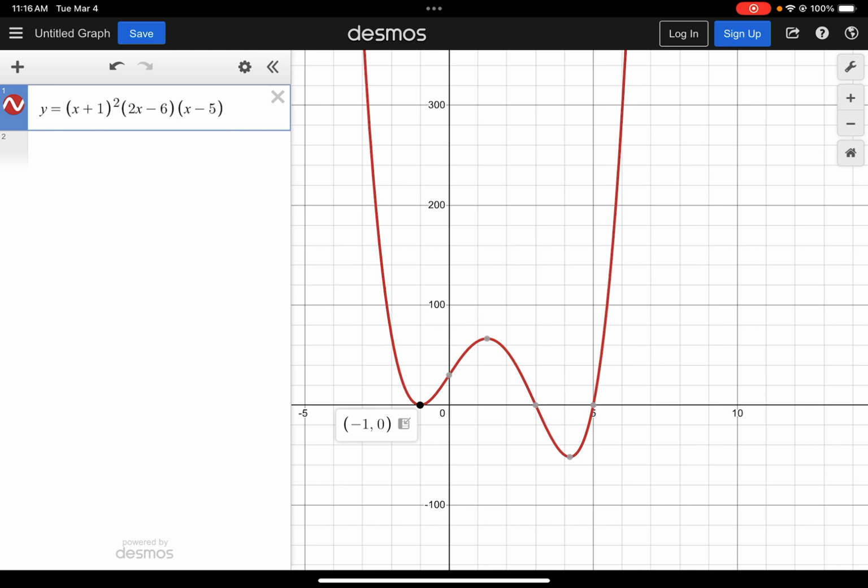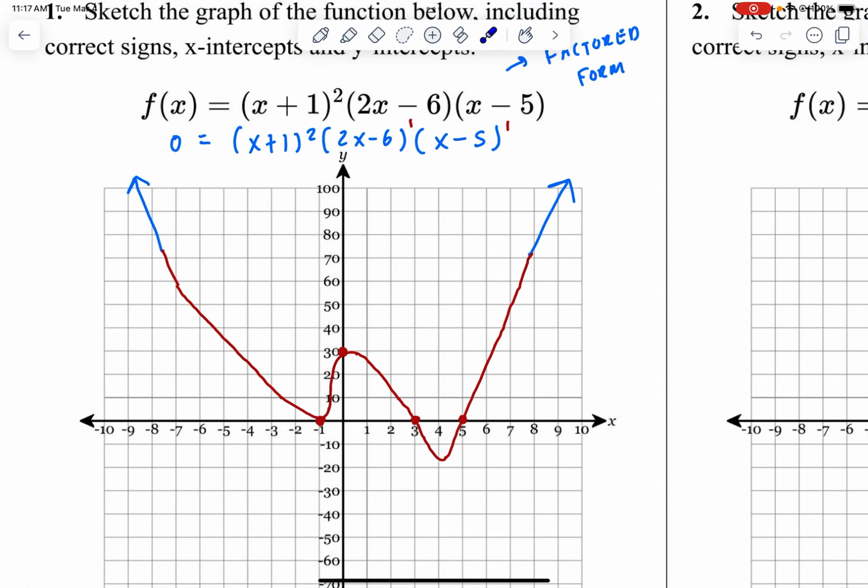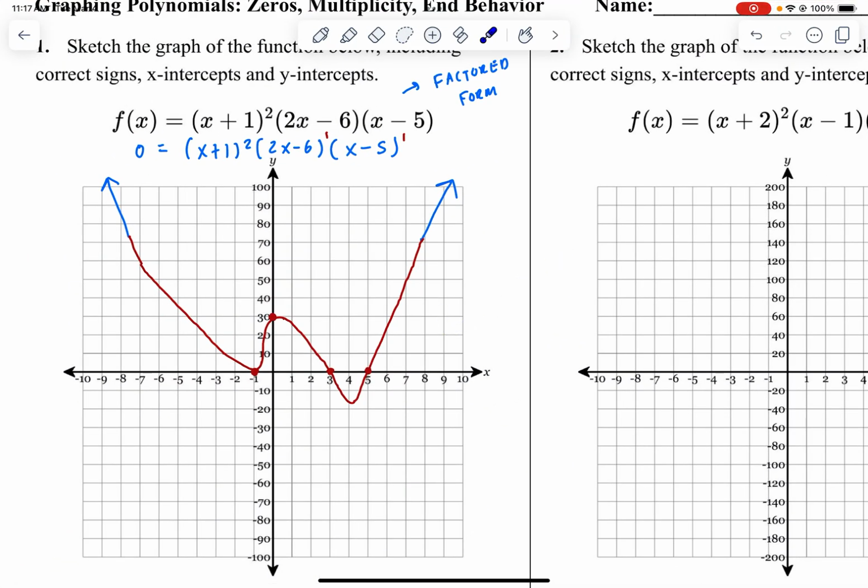So here it crosses at -1, crosses at 3, crosses at 5. We have the y-intercept of 0, 30. The ends are both going up. It bounces at -1, crosses at 3 and at 5. So this sketch we made is a pretty good sketch.